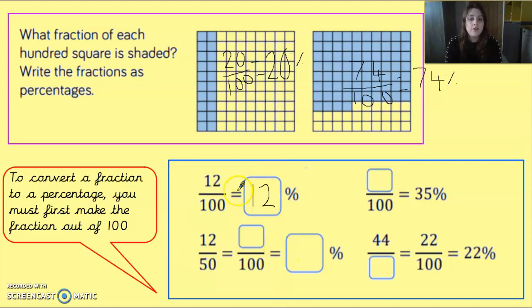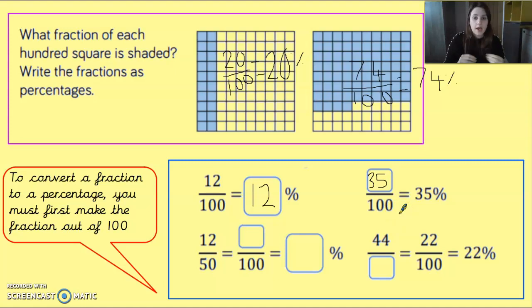So let's have a look at these ones. For example, 12 out of 100 is already out of 100 because it's given to us. So I just take the numerator and it becomes 12%. So if I have 12 100ths of something, I have 12% of it. Likewise, we can work backwards. How would I know how much of a fraction 35% is? Well, it's asking me to do it as a fraction out of 100. I know that a percent is out of 100, so I just flip this back. So 35% would be the same as 35 over 100. So you can work backwards and forwards.